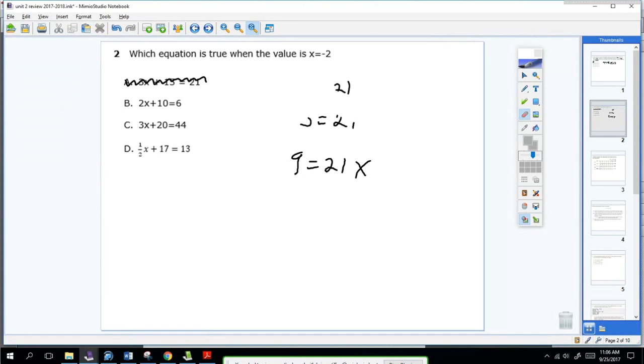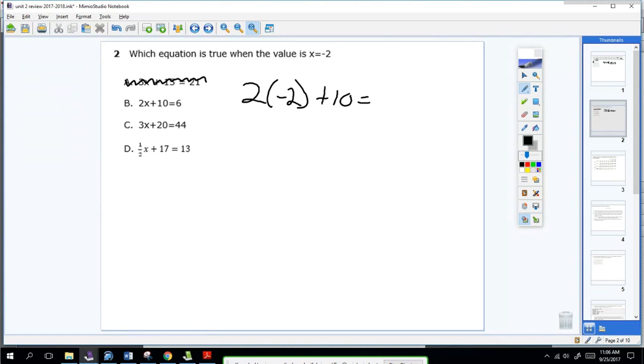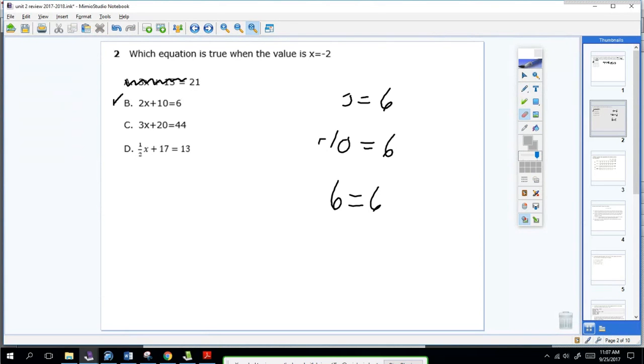So we go down to our next one. Our next equation is 2x plus 10 equals 6. So you're going to replace the x with -2. Well, 2 times -2 is -4, plus 10 equals 6. Well, -4 plus 10 is 6. So 6 does equal 6. So right now, B is correct, but let's eliminate C and D.